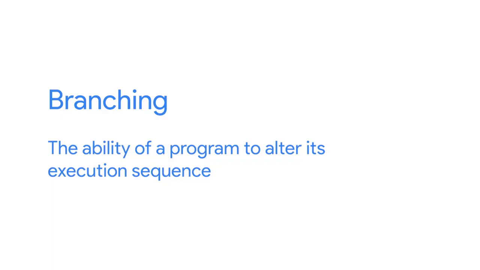Now that we're armed with knowledge of Python's expressions, comparators, and variables, we can dive right into how to use them in our scripts to perform different actions based on their values. The ability of a program to alter its execution sequence is called branching, and it's a key component in making your scripts useful. You probably use the idea of branching a bunch in your everyday life.